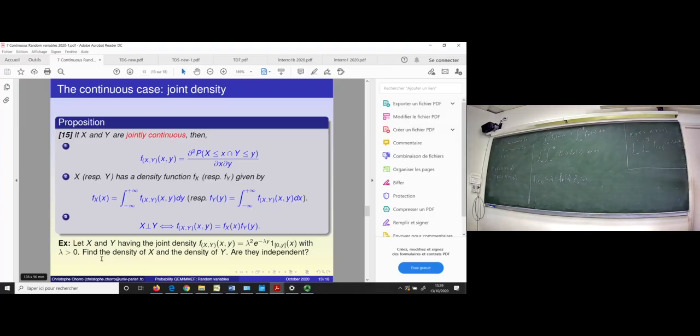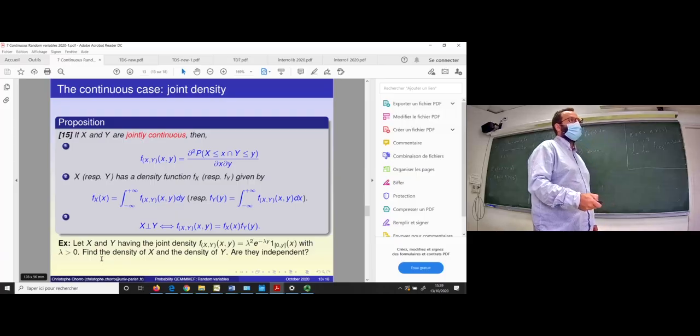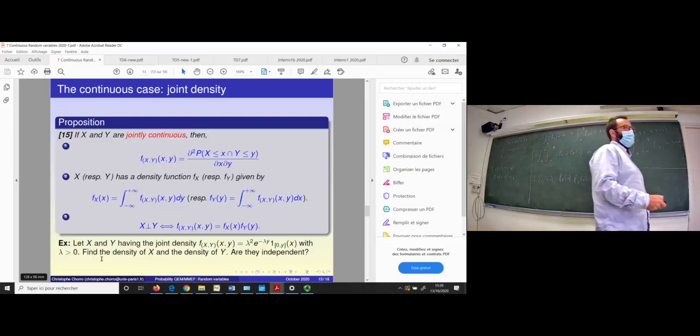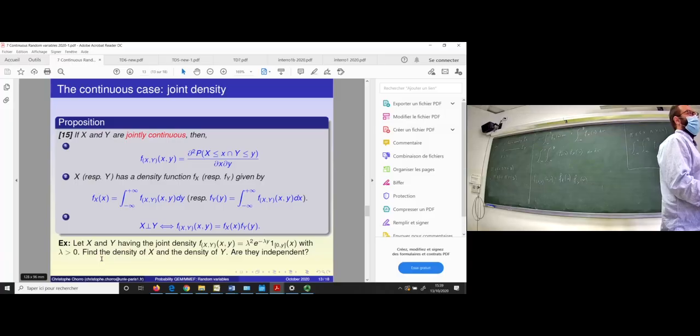Be careful, we are not in the framework of my exercise. In the framework of my exercise, I just said that if they are independent and have densities, they have a joint density. It's not what I state here. I said that if they have a joint density, each component has a density function. In order to obtain the density function of x, it is sufficient to integrate the joint density with respect to y. In order to have the density of y, you just have to integrate the joint density with respect to x. Okay.